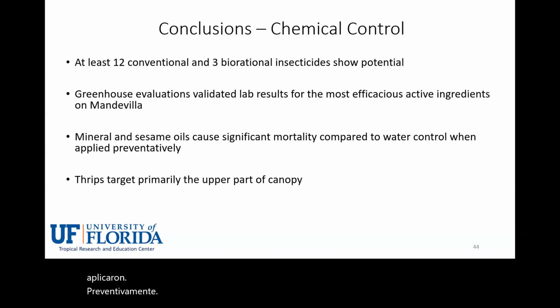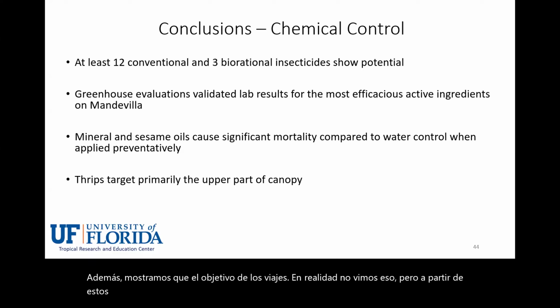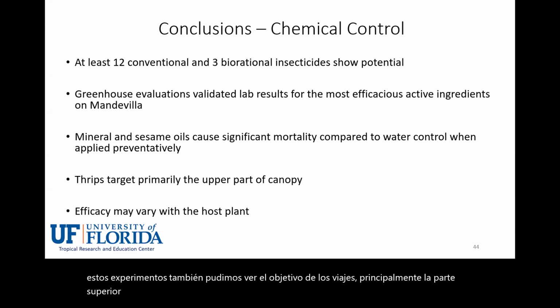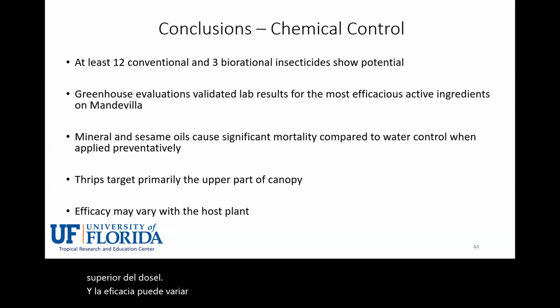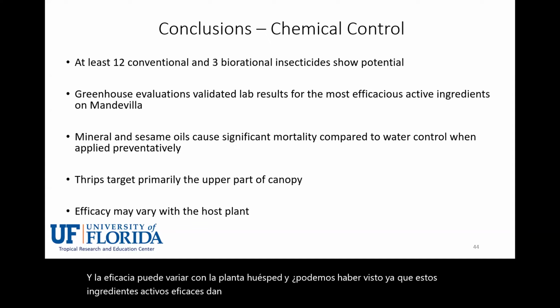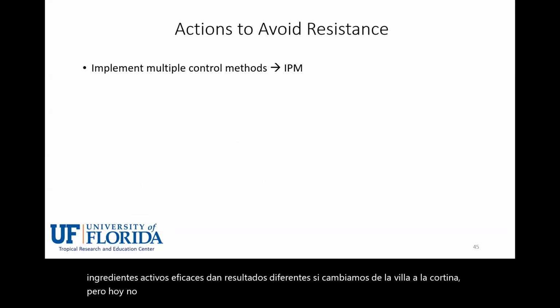Additionally, from these experiments, we were also able to see that thrips target primarily the upper part of the canopy. And efficacy may vary with the host plant. We have already seen these efficacious active ingredients yielding different results if we change from Mandevilla to Gardenia. But today I didn't have time to go through these details.